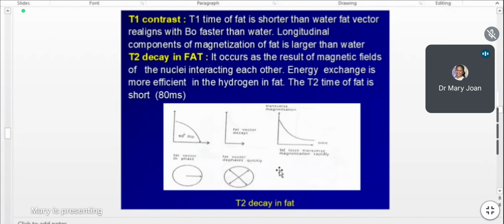So that is what is shown here. The 90-degree flip takes place. The fat vector decays and the fat loses transverse magnetization rapidly. It comes down faster, to a lower value in a shorter time period.